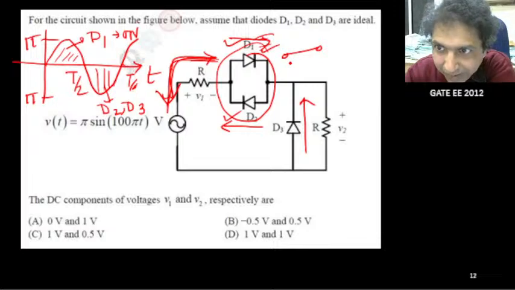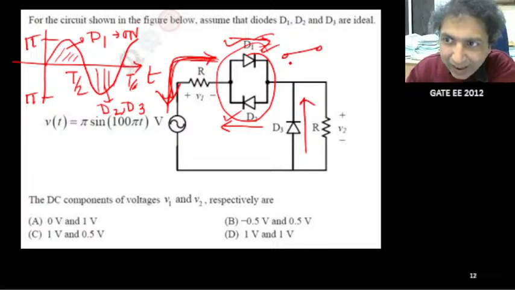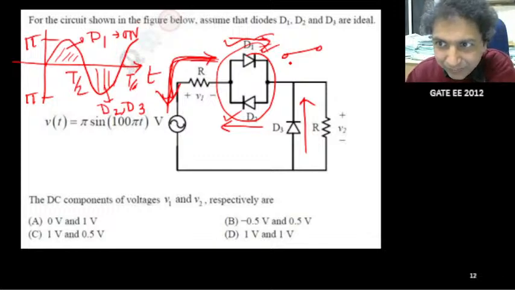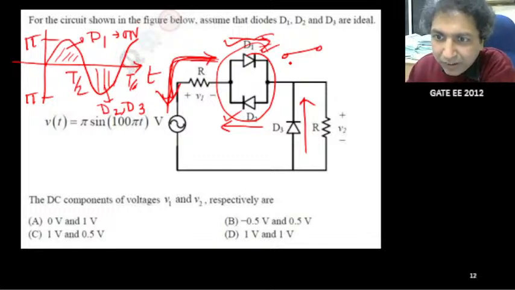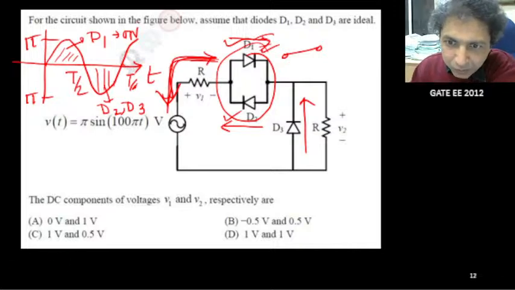Right? That we will consider, and D3 is on only for the second half. Now we need to consider the waveform. So what is the waveform? So can I redraw the circuit? Please try to understand this one.